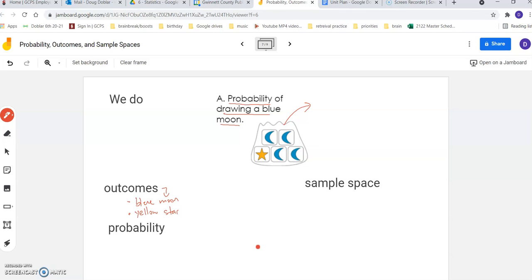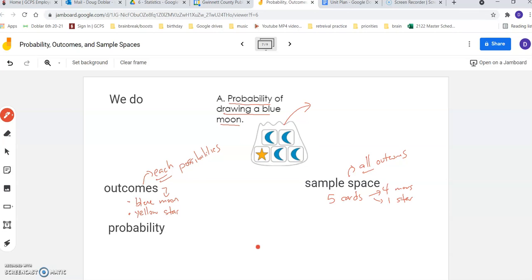The sample space is there are 5 cards in there. We would describe it that way. You could say there's 5 cards. You could distinguish between them and say that there's 4 moons and 1 star if you want as well. We just talk about the group. The sample space is all the outcomes. And outcomes, we talk about each possibility, one at a time. That's how they're different. But they very much relate to each other.